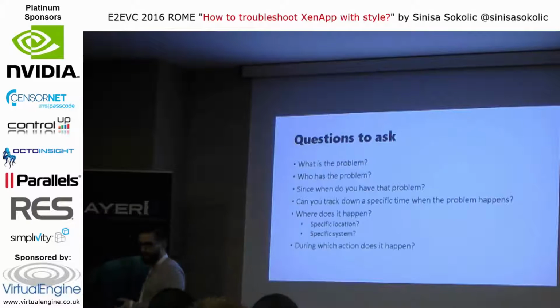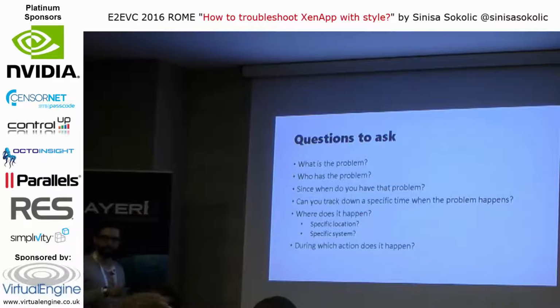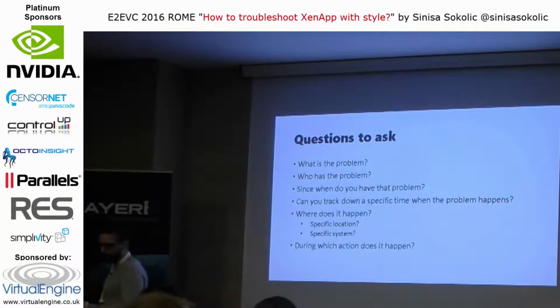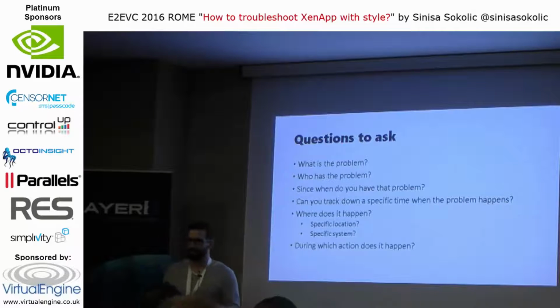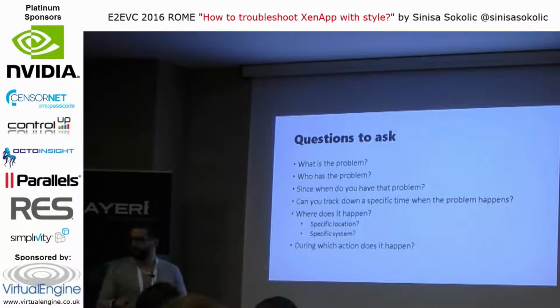And the first thing you should do when you come to a customer or you run into a problem is to start with very, very simple things. Just asking questions about the problems. What is the problem? Who has it? How long has this problem been coming up? Can you track down specific criteria like times when it comes up or systems, just to get a picture of where to look?